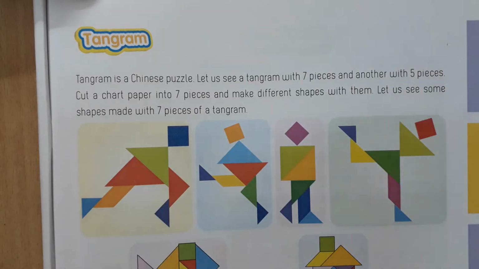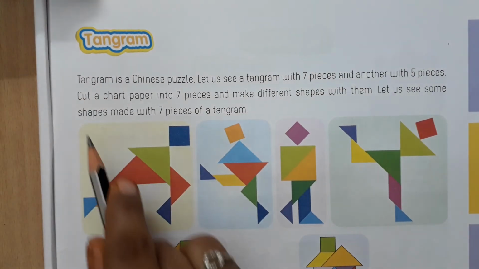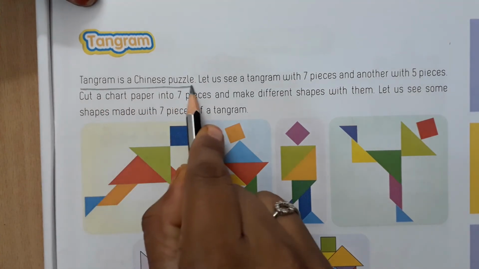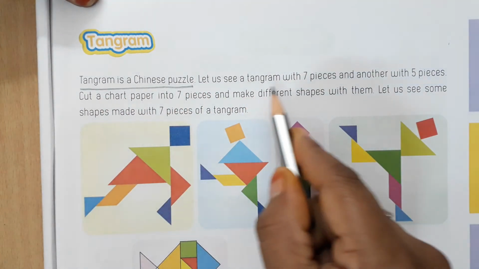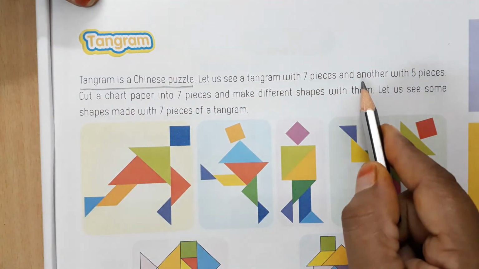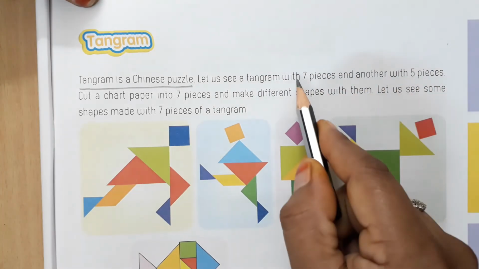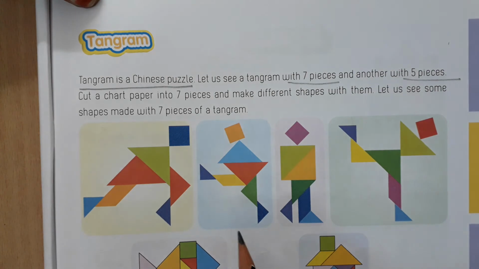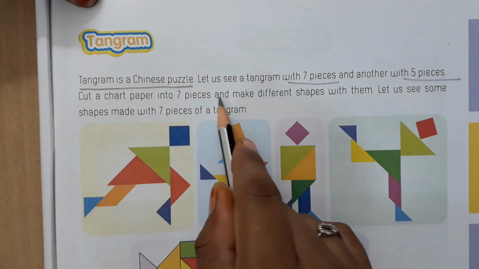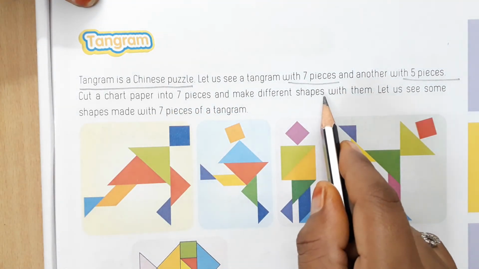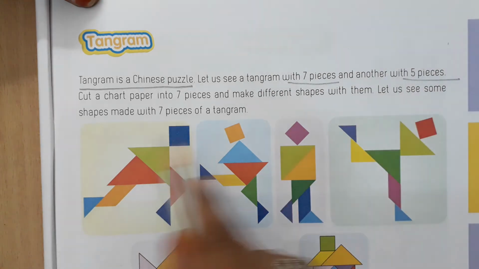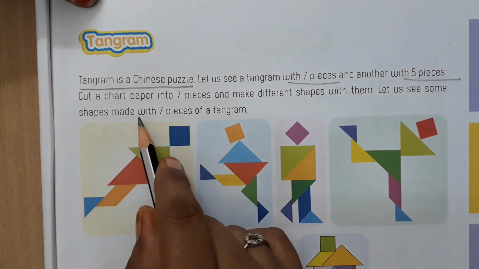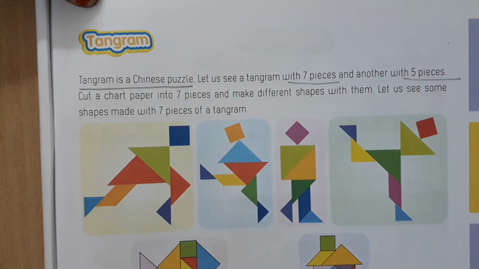The last concept, children, tangram. Tangram is a Chinese puzzle. Let us see a tangram with 7 pieces and another with 5 pieces. A tangram has 7 pieces or 5 pieces. Cut a chart paper into 7 pieces and make different shapes with them. Let us see some shapes made with 7 pieces of a tangram.